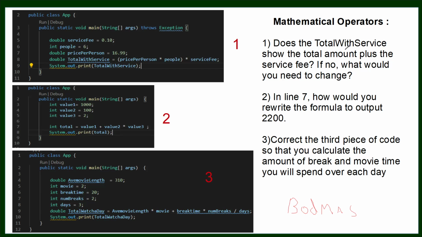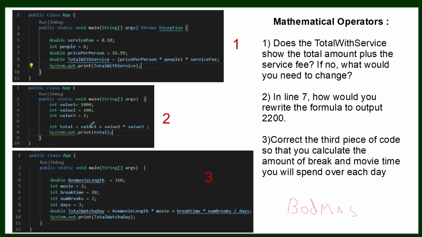So does the total with service show the total amount plus the service fee? What we're doing here is the total amount, and then we multiply it by the service fee. And so you will only get the service fee amount based on the total amount. So we won't get the total amount plus the service fee. So that one will need to be changed, and we'll look at how we can change that in the next section.